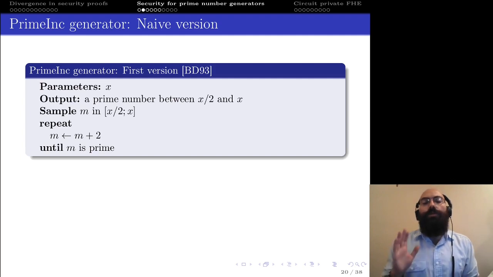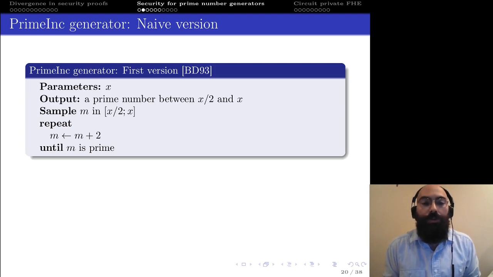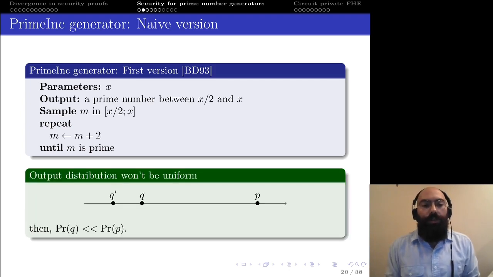So really easy. But if you do it like this, you won't get an output distribution that will be close to uniform. Because if you take the following situation, where you have three prime numbers, q prime, q, and p, and there are no primes between them, you can see that the probability that p is output is a lot higher than the probability that q is output. Because whenever m falls between q and p, then p will be the output. But for q to be the output, you need m to fall exactly between q prime and q. So there's an imbalance, and you have to solve this in order to get a uniform random generator.